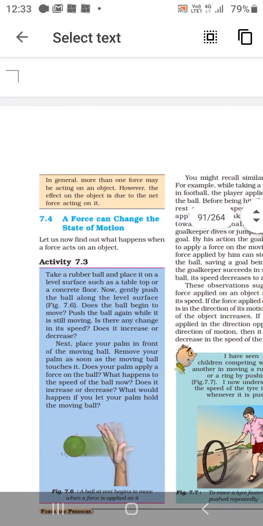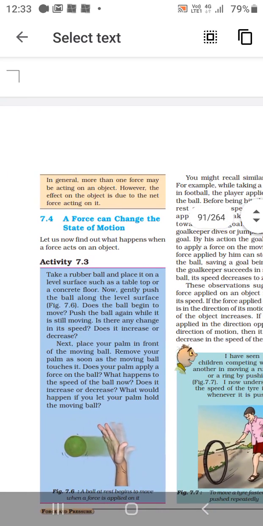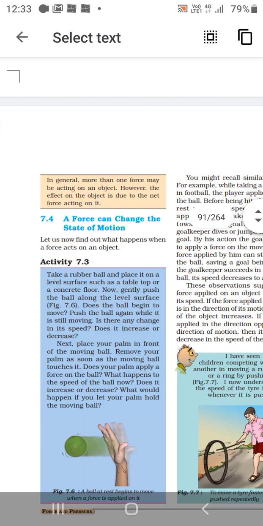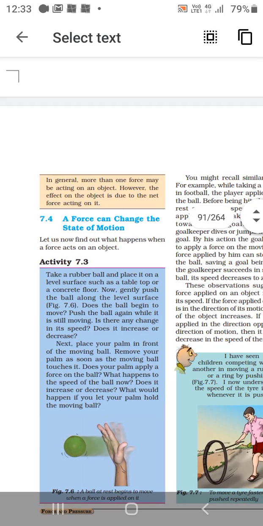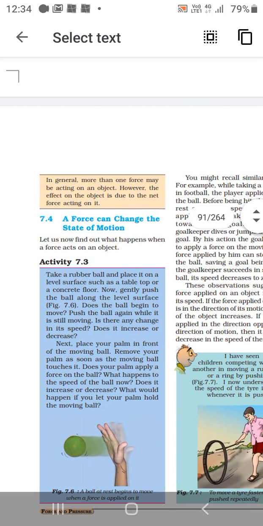A force can change the state of motion. Motion is nothing but speed. For example, if a footballer kicks the football, before that the football was at rest, not moving. Now it will start to move at some speed. This shows that the force can increase the speed and make the object move.